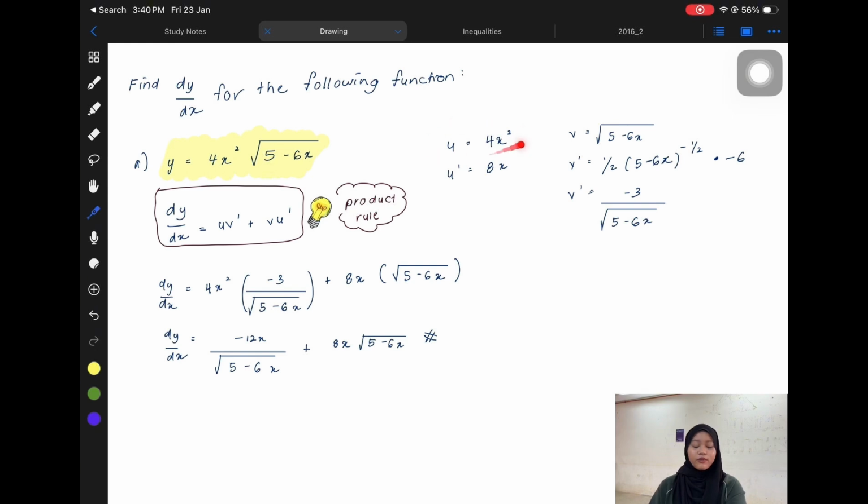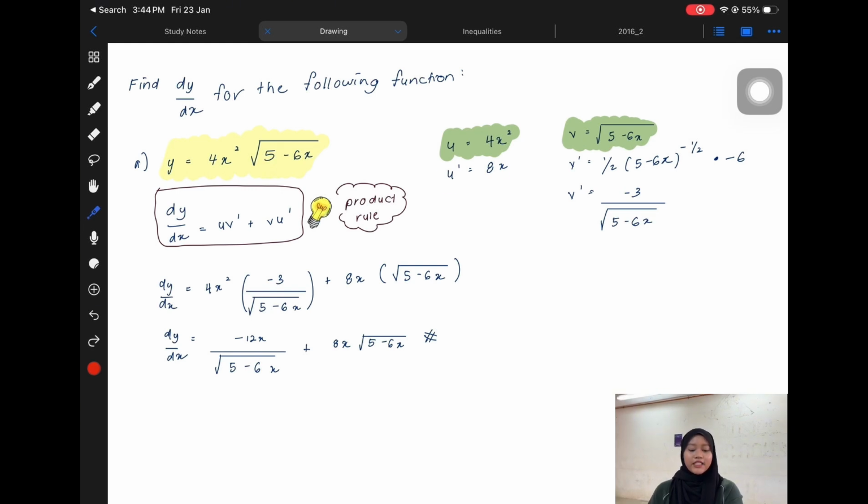First, let u equal 4x squared and v equal the square root of 5 minus 6x. So first, we differentiate u and v. Differentiating u, du over dx equals 8x. And then differentiate v. Since v is a square root function, we use the chain rule, and dv over dx equals negative 3 over the square root of 5 minus 6x.